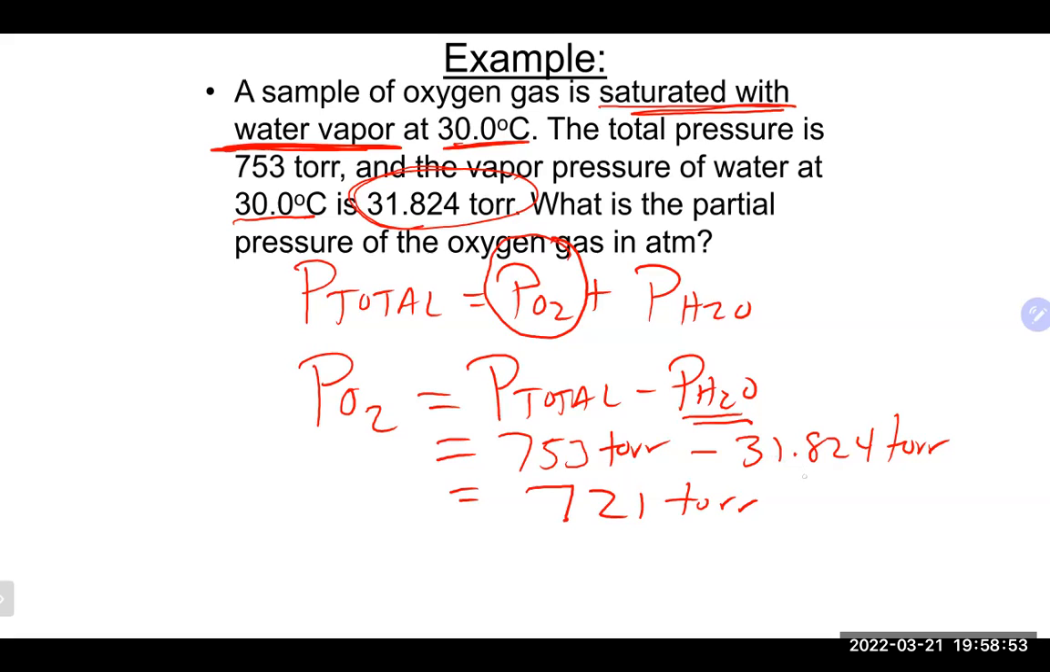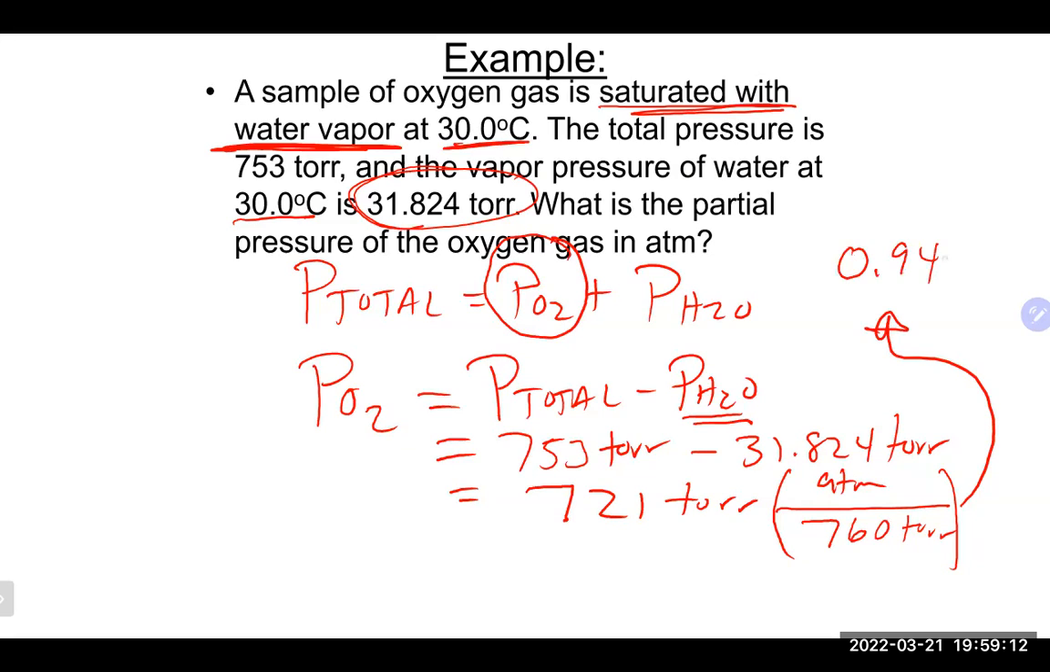In this case, if we wanted to convert it to atmospheres, this is where our 760 number would come into play. 760 torr is an atmosphere, which means we will end up with 0.949 atmospheres as the partial pressure of oxygen in this case.